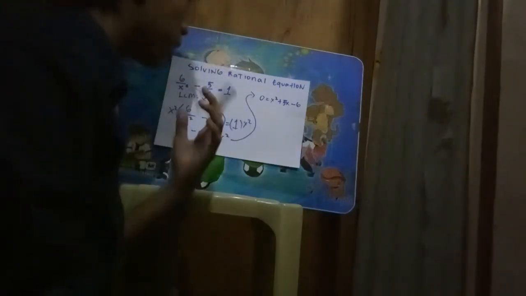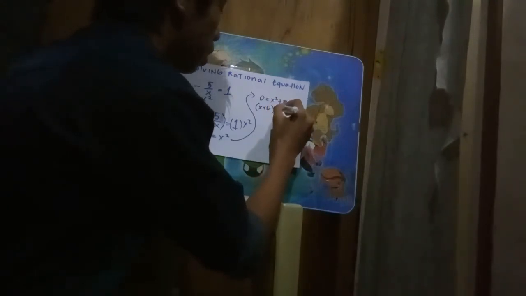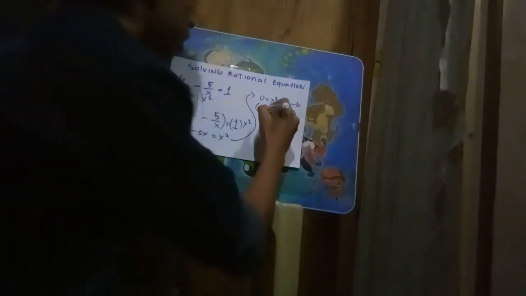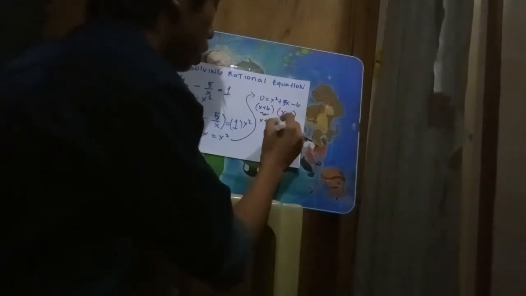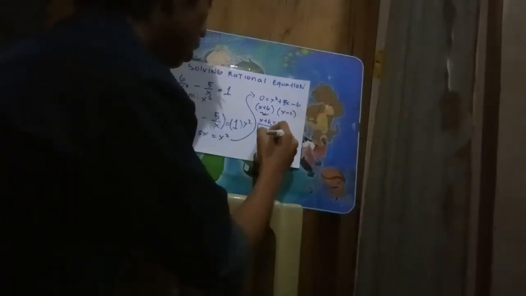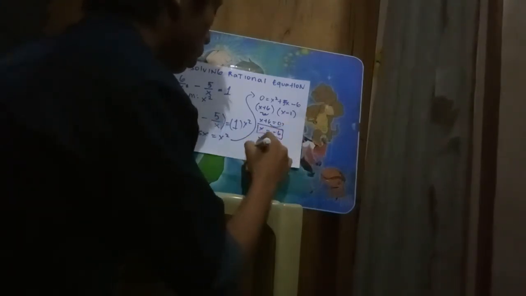Now we're going to factor this out. So our factors are x plus 6 and x minus 1. Let us set x plus 6 equal to 0, so x is equal to negative 6. Then the other factor is x minus 1, so x is equal to 1.